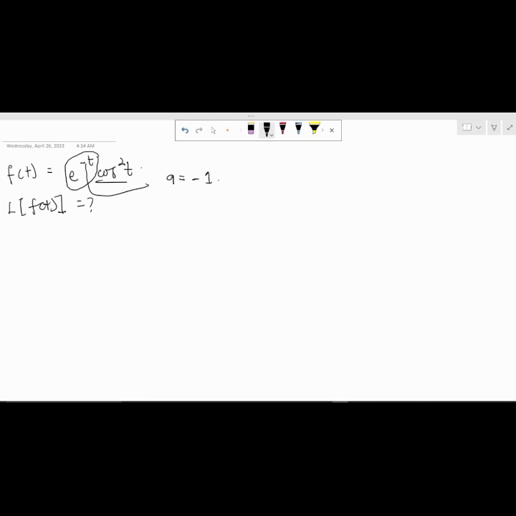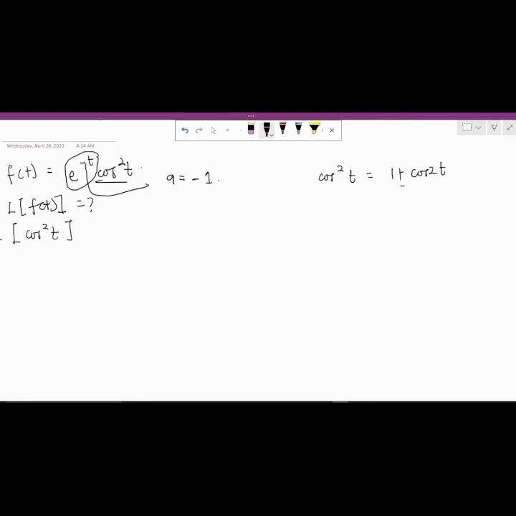So what do we do? Go ahead and find the Laplace transform of cos squared t. To make our work easier, we can express cos squared t in a simpler trigonometric expression. So we should know that cos squared t is equal to 1 plus cos 2t all over 2, which means from here we are basically finding the Laplace transform of 1 over 2 plus Laplace transform of cos 2t over 2.